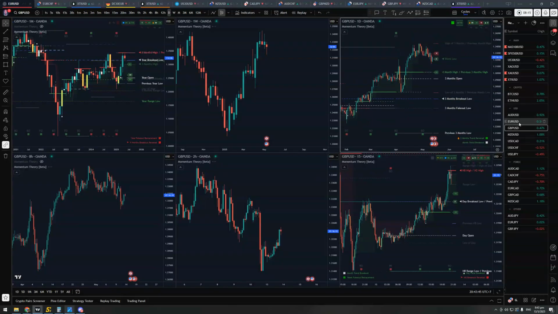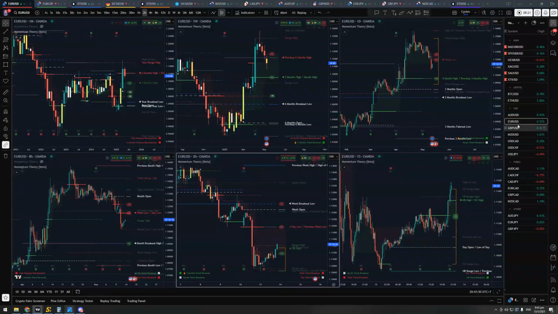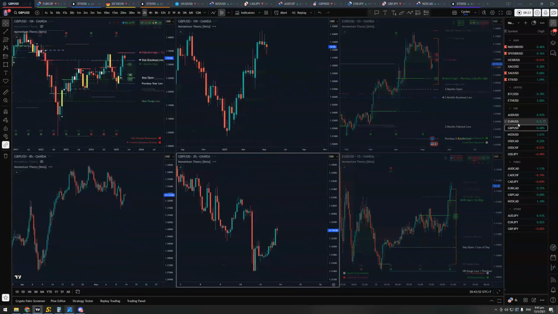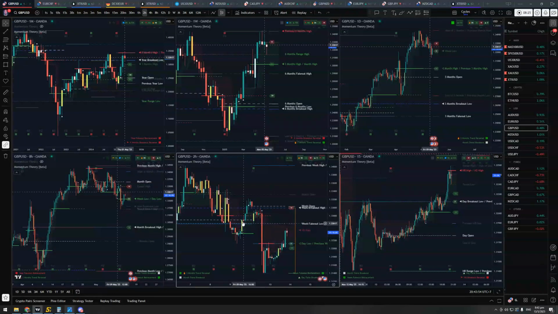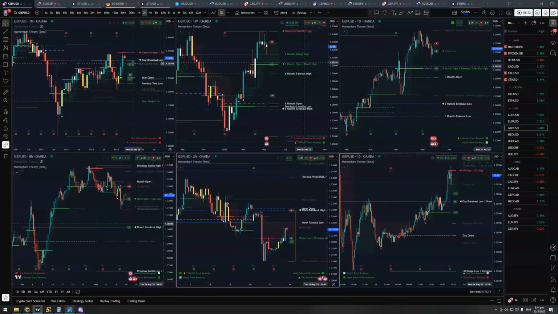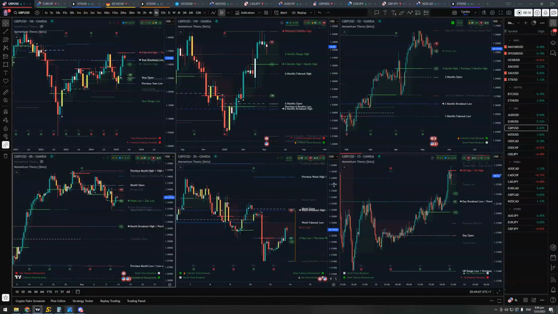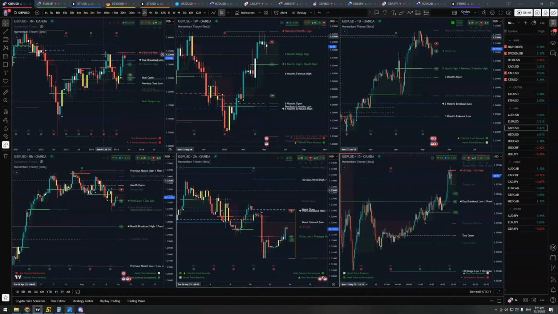Actually, let me double check that weekly one. Weekly also nothing here. Okay, GU. So I was looking at the weekly because I could possibly take a scalp on these time frames. Monthly, I look for longer term trades, swing trades. Weekly and daily, I'm looking at day trades. H8, I'm looking at session trades, and H2 are scalps.